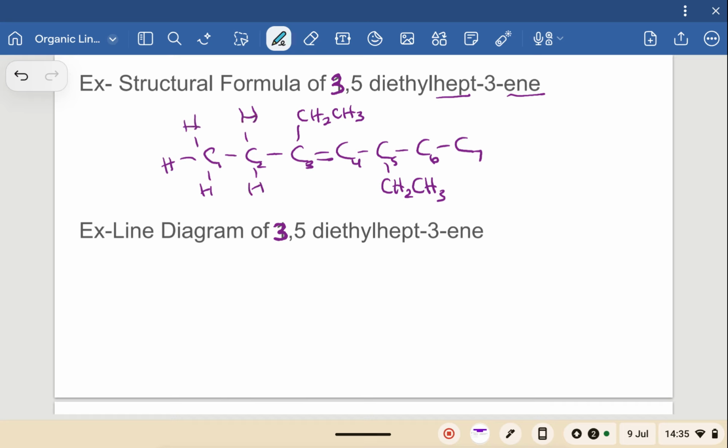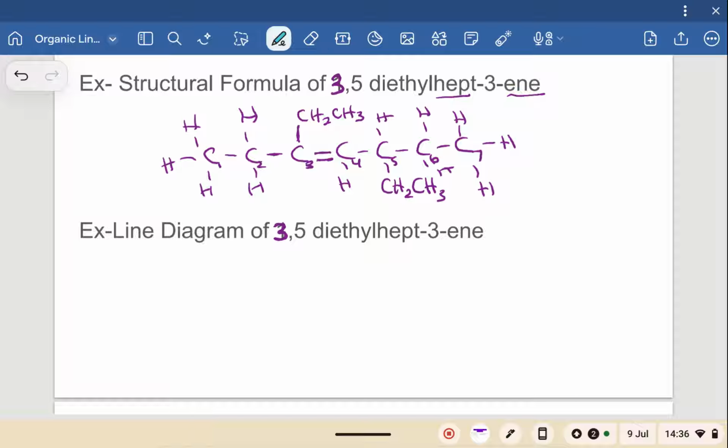Carbon 3 already has 4, right? 1, 2, 3, and 4. Carbon 4 just needs 1 hydrogen. Carbon 5 needs 1 hydrogen. Carbon 6 needs 2 hydrogens, and carbon 7 needs 3. So this looks very messy with what's going on, plus my numbering of the carbons doesn't help, but we do get a very good visual of what this looks like.